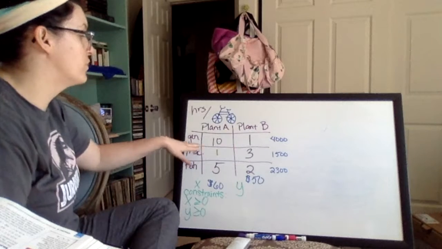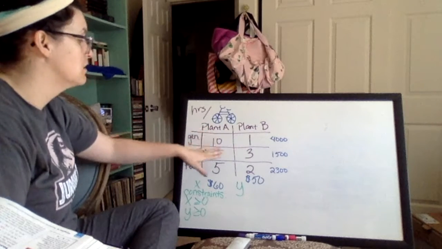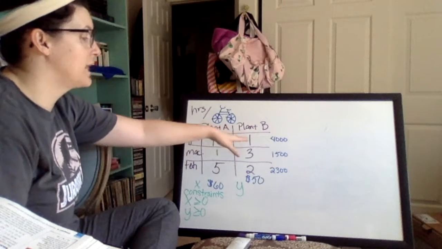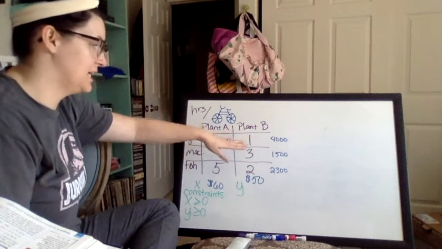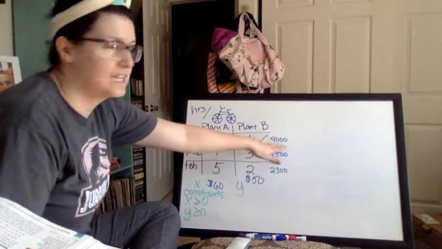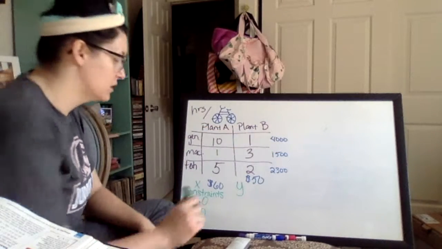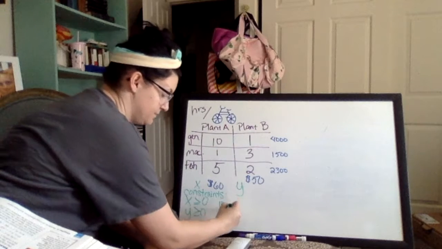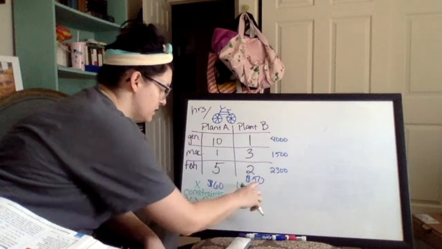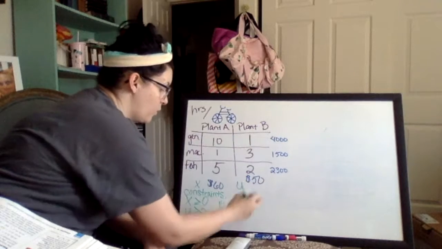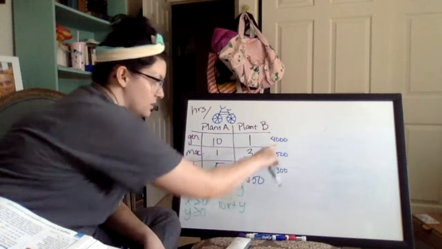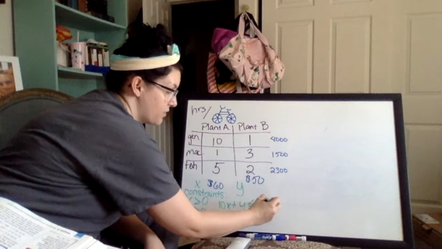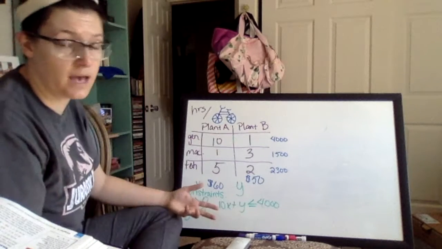Well, we know that for plant A, they use 10 hours per bicycle of general labor, and plant B uses 1, but if we add them together, it can't be bigger than 4,000. So 10x plus 1y has to be less than or equal to 4,000, because it can't be bigger than that.